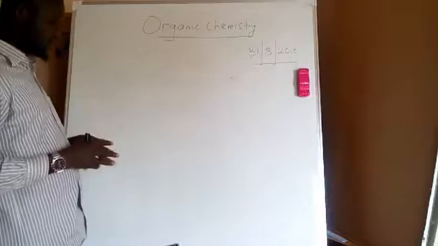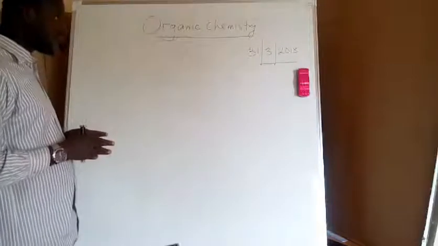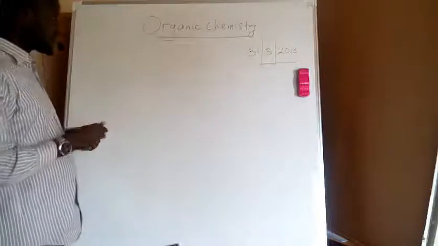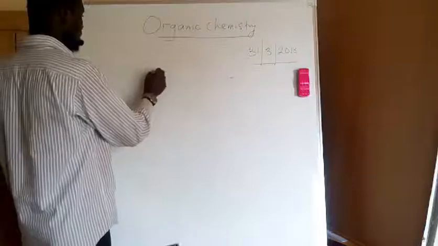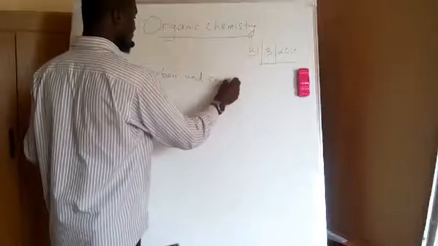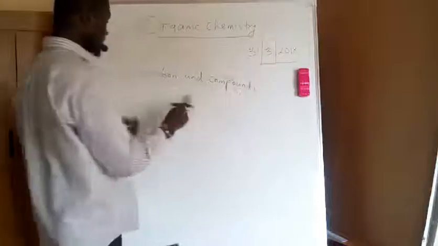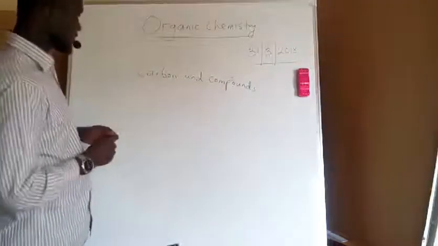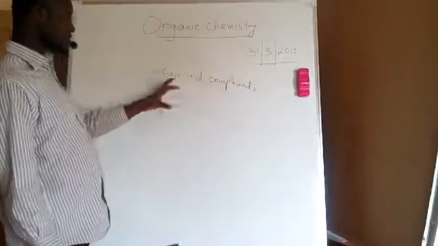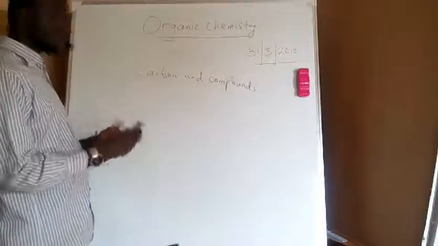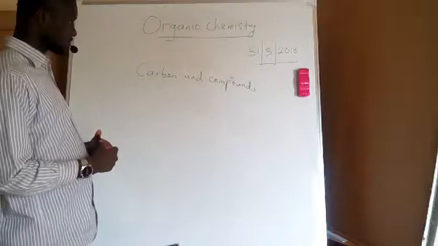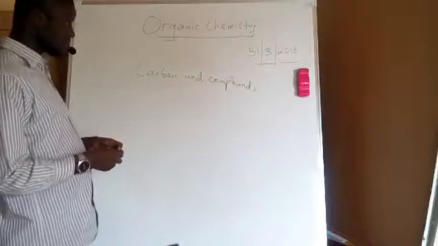Now let me start by defining organic chemistry. Initially, organic chemistry was defined as the chemistry of carbon and its compounds. This was the initial definition given for organic chemistry. So when we study carbon and compounds of carbon, what we are dealing with is organic chemistry, according to the first definition. But after giving this definition, later discoveries emerged.